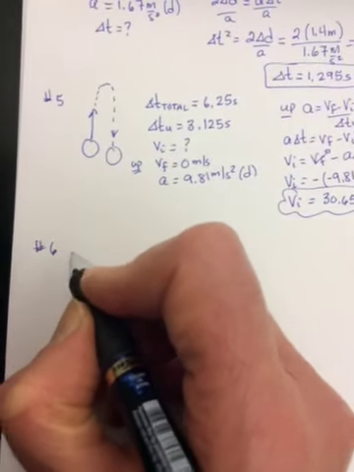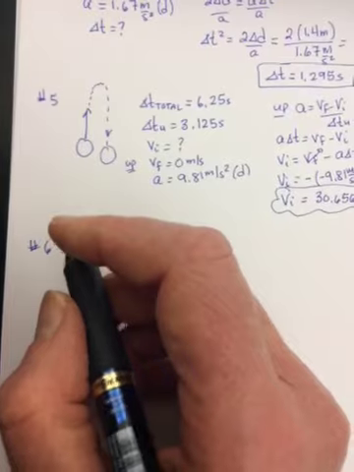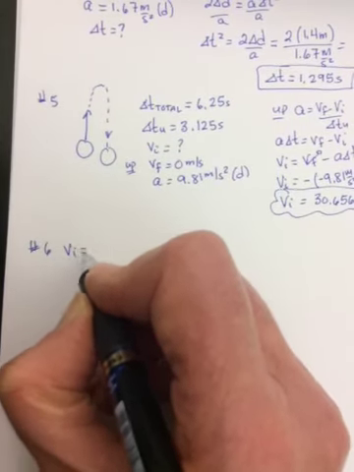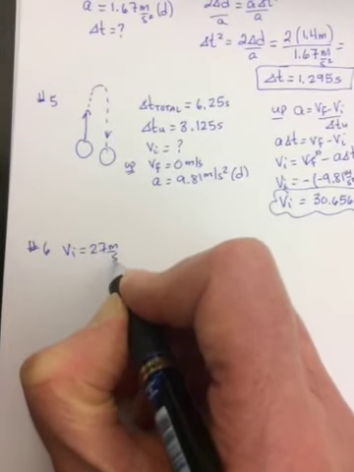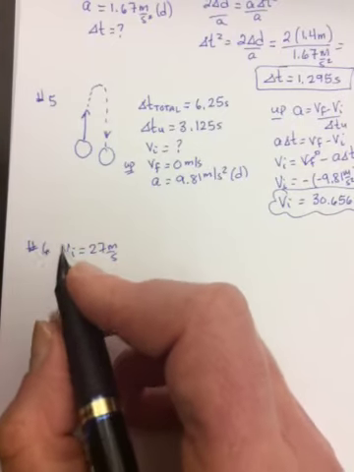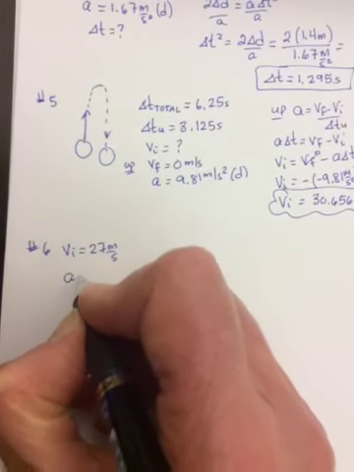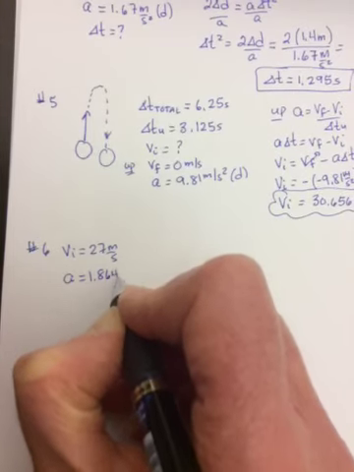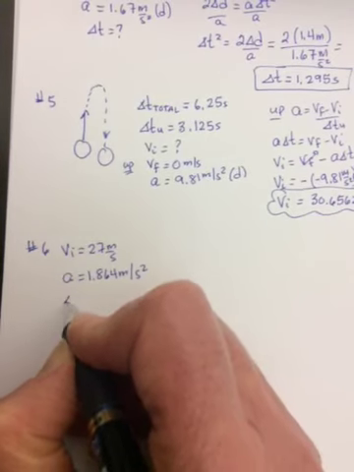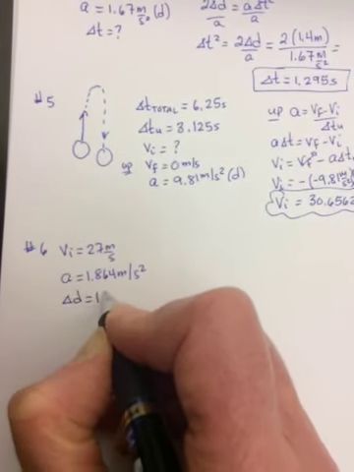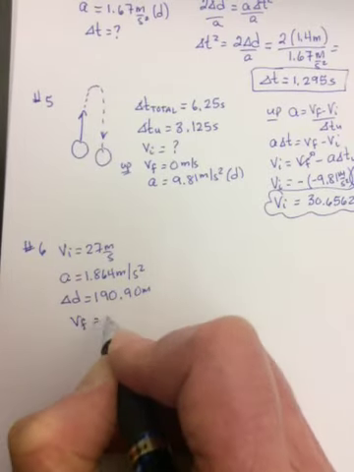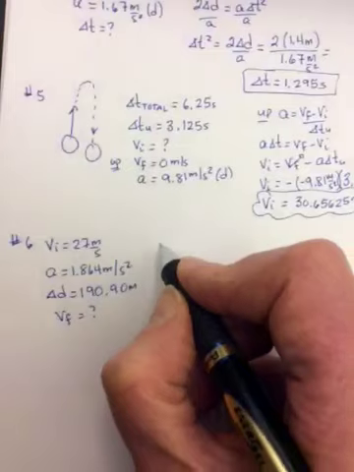Number six, while driving from Fredericton to Moncton one morning, your physics teacher gets stuck behind a slow driver going 27 meters per second. So I'm pretty sure that's your VI. 27 meters per second on the Majorville Road. Finally getting a passing lane, the physics teacher hits the gas and speeds up with an acceleration of 1.864 meters per second squared. What is your teacher's speed, looking for your VF, after accelerating 190.90 meters? So VI, A, delta D, looking for VF.